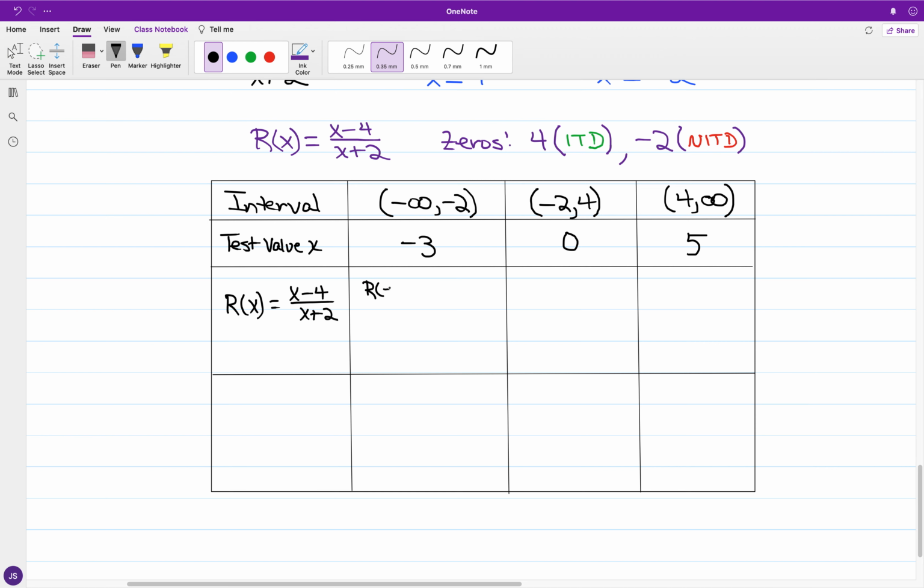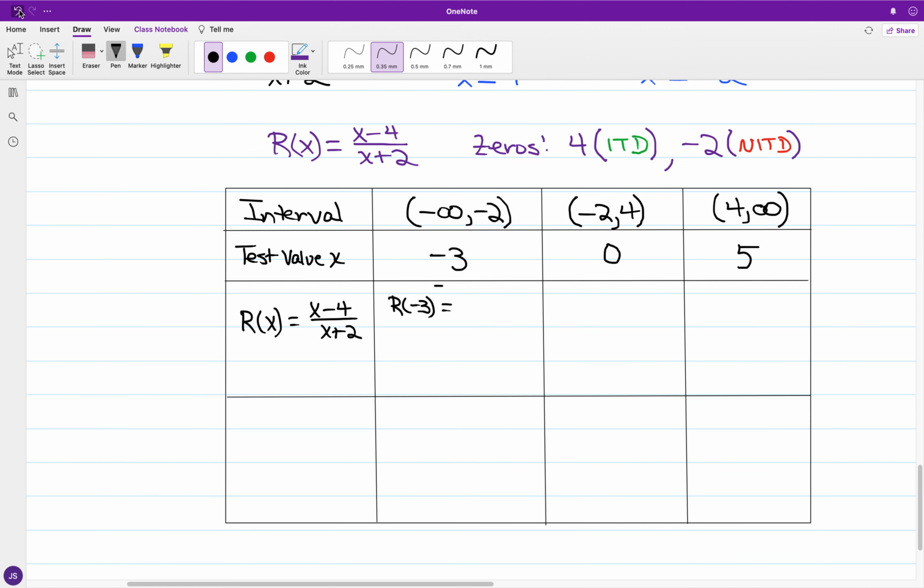Okay, so we're looking at r of -3. For what we have here, -3 minus 4 is going to be -7, and -3 plus 2 is -1. So in the reduction, this is going to go to +7. And for r of 0, you have -4 over 2, and that reduces to -2.